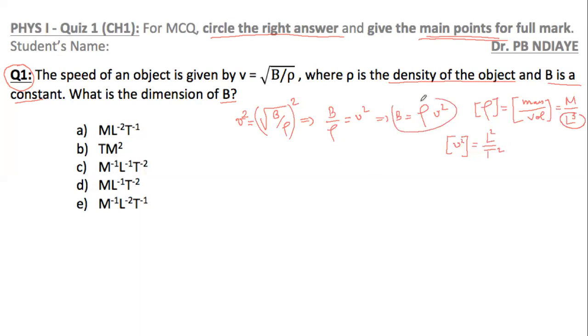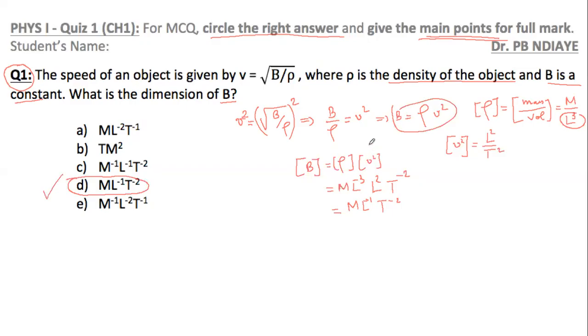Now, coming back to my first equation, we know that dimension of B should be the dimension of rho and the dimension of V squared. The dimension of B that I want is the mass divided by L cubed, and dimension of V squared is the length squared divided by T squared. And you do the calculation, you have a mass, length to the power minus 1, and T to the power minus 2. So obviously D is the right answer. You get full mark for giving the derivation.